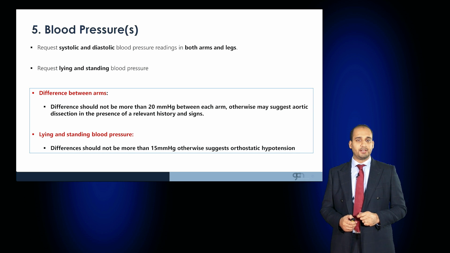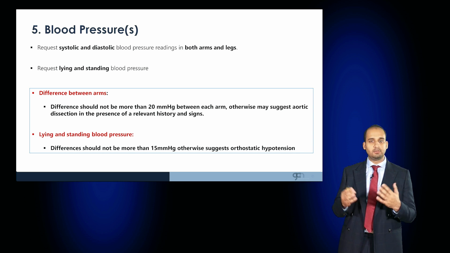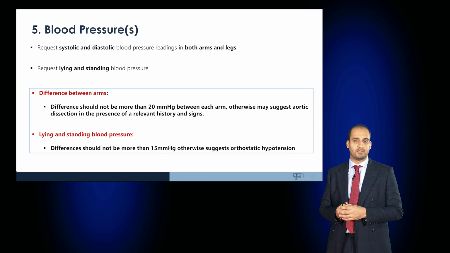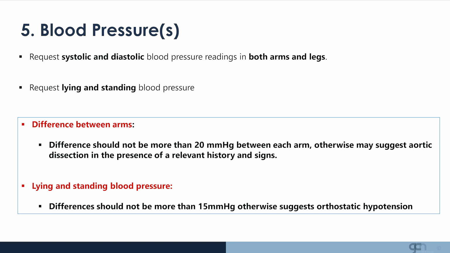The difference between the arms and legs should be negligible. It should not exceed more than 20 millimeters of mercury. Otherwise, this can suggest an underlying condition such as aortic dissection in the presence of a relevant history and signs.